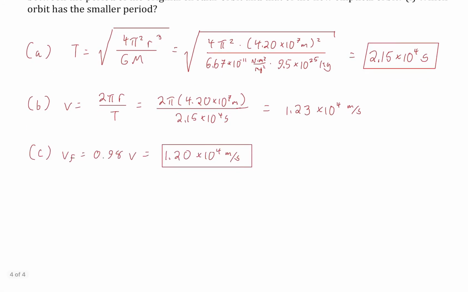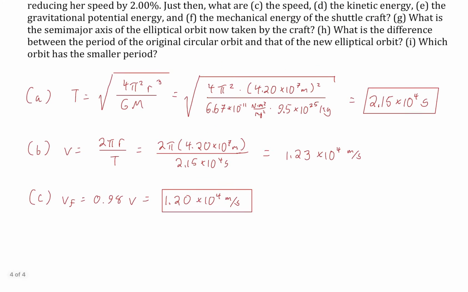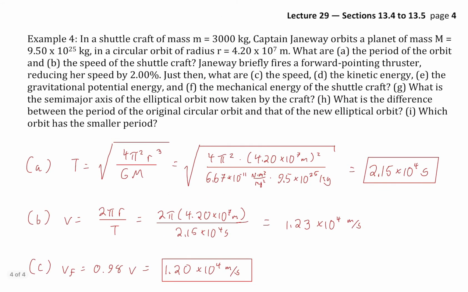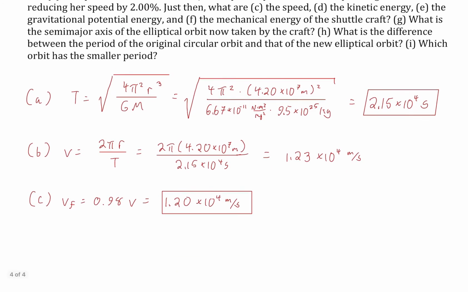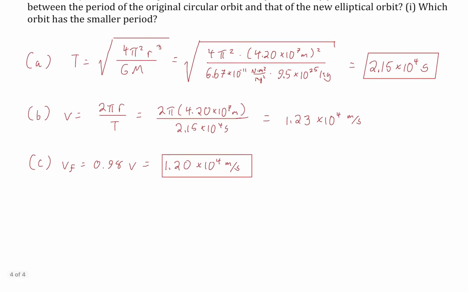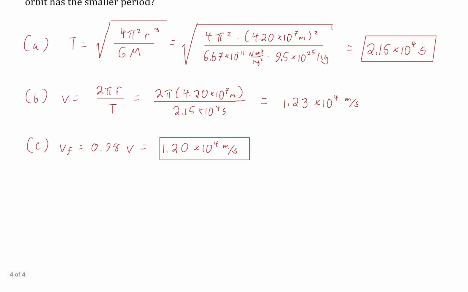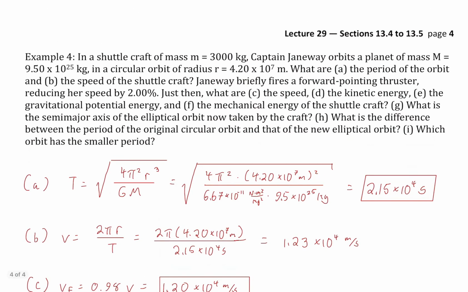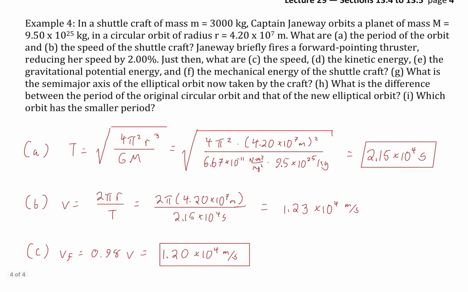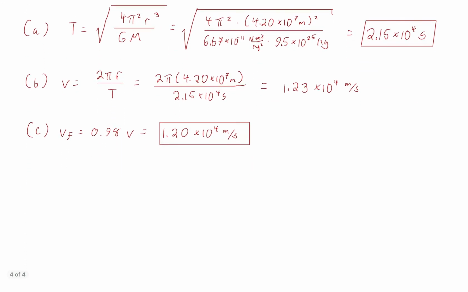Part C. Here we're going to find the final velocity after a 2% reduction. A 2% reduction in this value will give you this one here. So we've reduced the speed just slightly. All right, looks good.